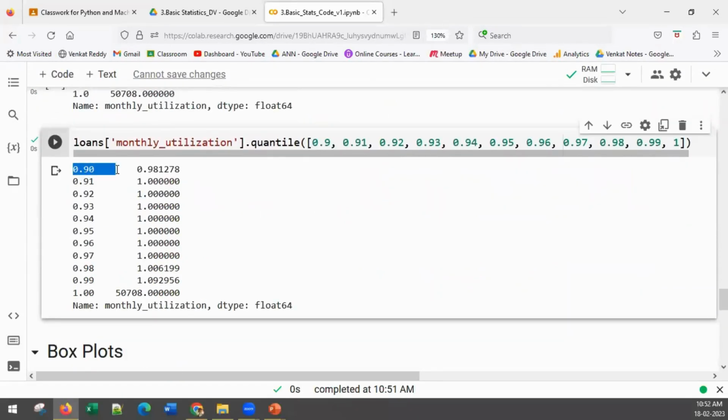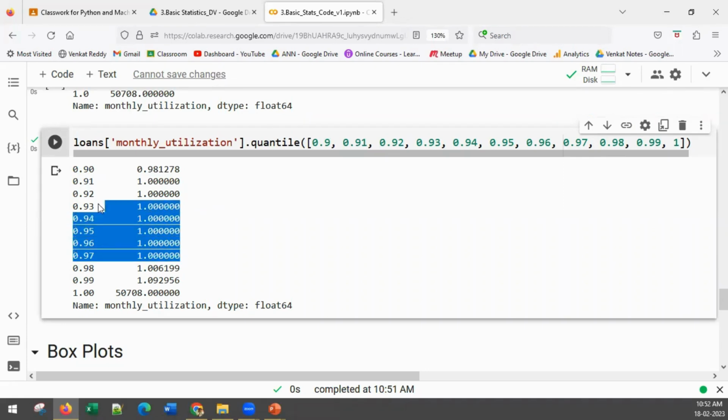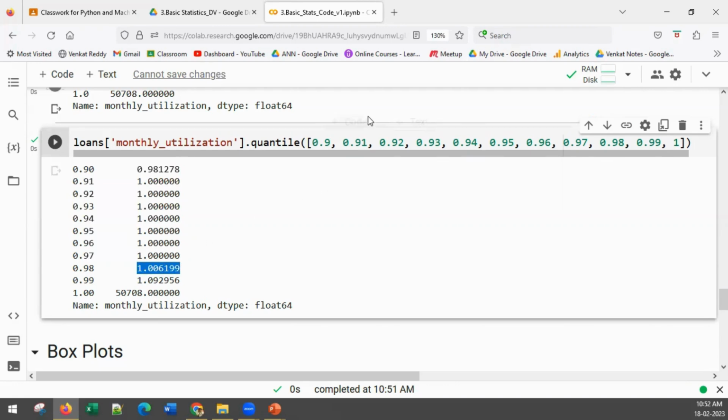Let us see. 90% clean, 91 fine, 92 fine. Can the credit monthly utilization percentage be 100%? Is it possible? Yes, sir. You have 1 lakh credit limit, you swipe for the full 1 lakh. Possibility is there. Yes, sir. So until 97, it is fine. 98% is 1.006, which means 1 lakh is the credit limit and you have swiped for 1 lakh 6,000. Is that possible? No, sir.